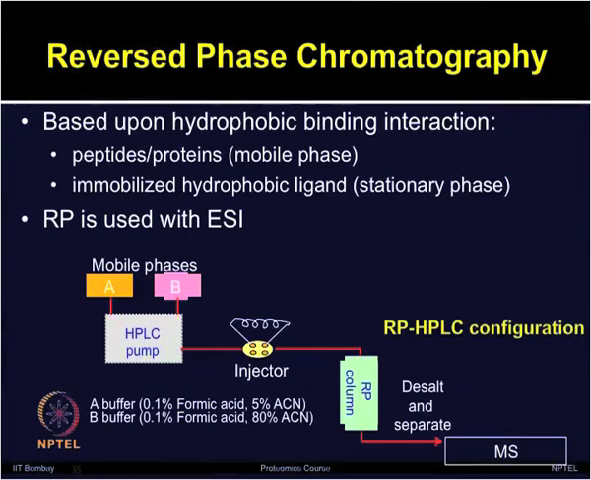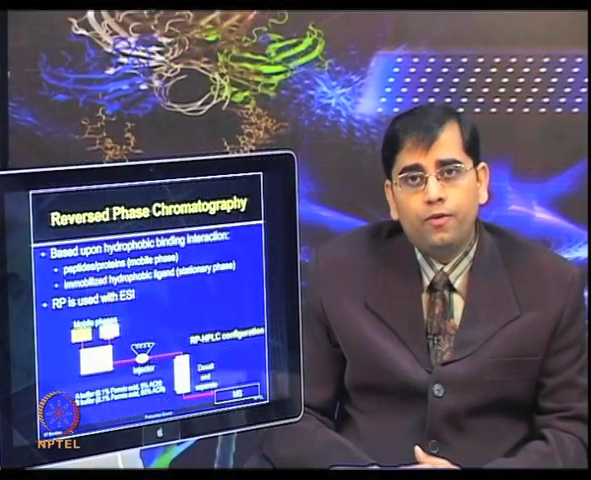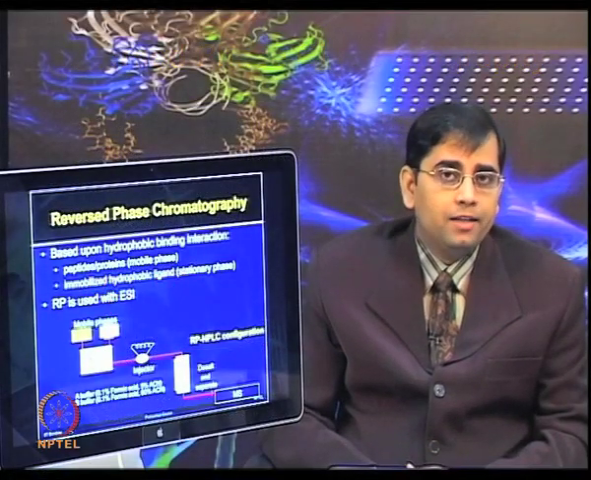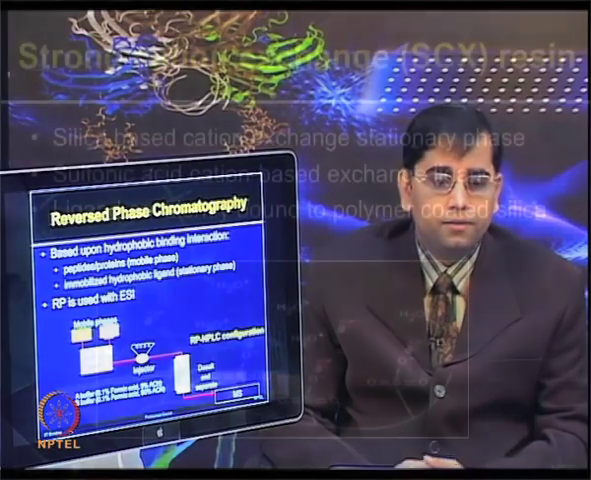Reverse phase chromatography is mostly used with electrospray ionization in mass spec due to the compatibility of its acidic, aqueous and polar mobile phase with ESI. It is also used for desalting the peptides before injecting for electrospray ionization.